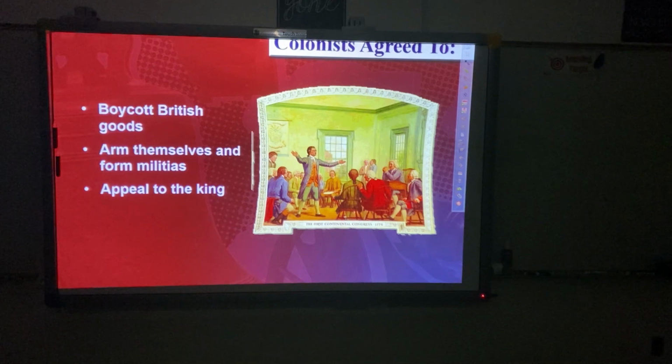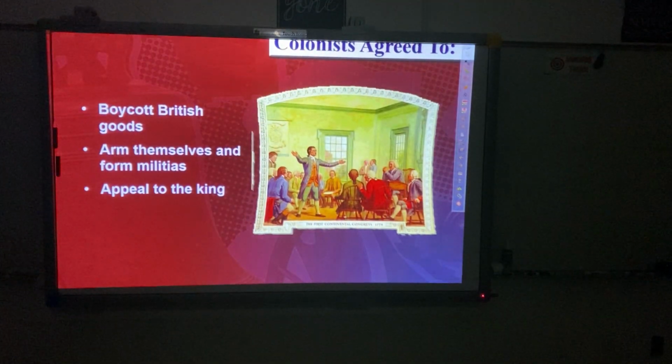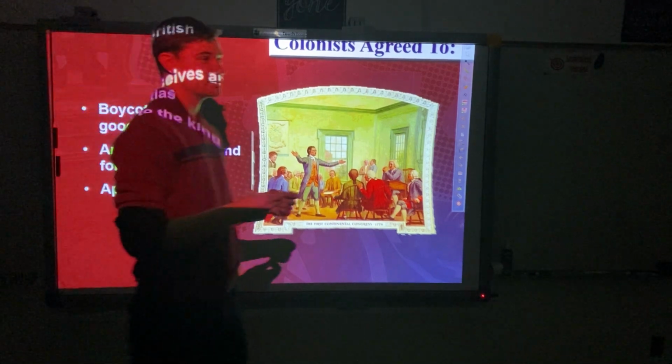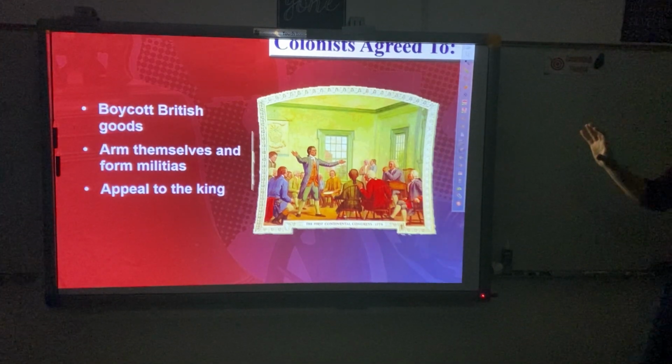And they are going to appeal to the king. So that's probably something that you didn't expect. They are going to appeal to the king. What that means is they are going to talk to the king. This is not the Declaration of Independence, by the way, that will come later. They are going to appeal to the king.